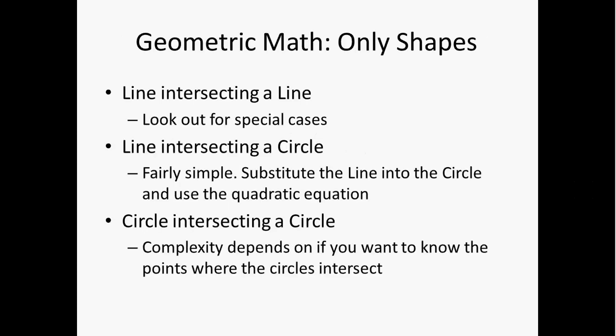So, all right, geometric math when you are calculating with only shapes. This is going to really come down to the intersection of two shapes. So, line intersecting a line. This is very simple to calculate on paper. It is the simplest calculation out of the three, but there are some special cases that you need to look out for when you're programming. The first special case is when the lines are parallel.